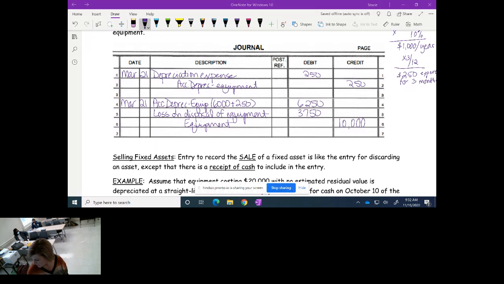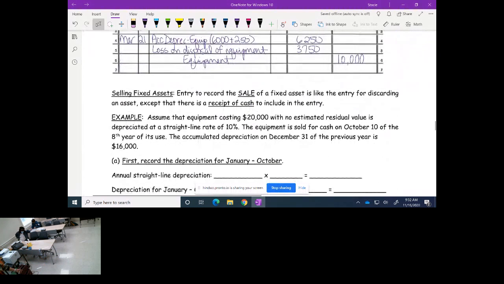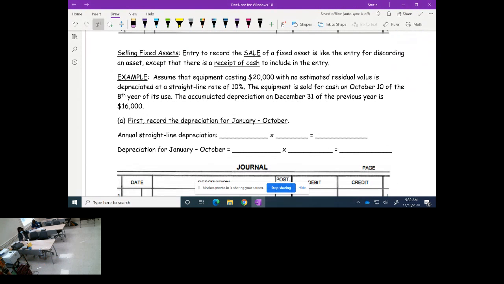All right, so let's move to the next part, which is similar. We're just adding the fact that somebody's buying it now. We're selling it. The entry to record the sale of a fixed asset is just like the entry to dispose of an asset, except now we have money involved. So we might have a gain, we might have a loss. It depends on how much we're selling it for compared to what the book value is.